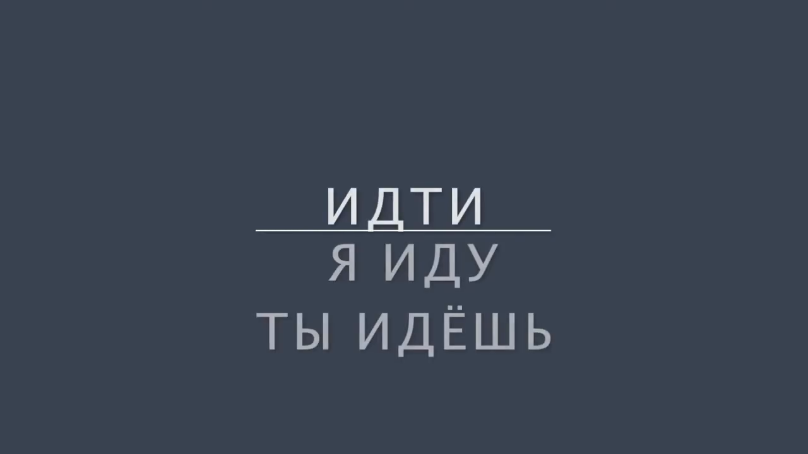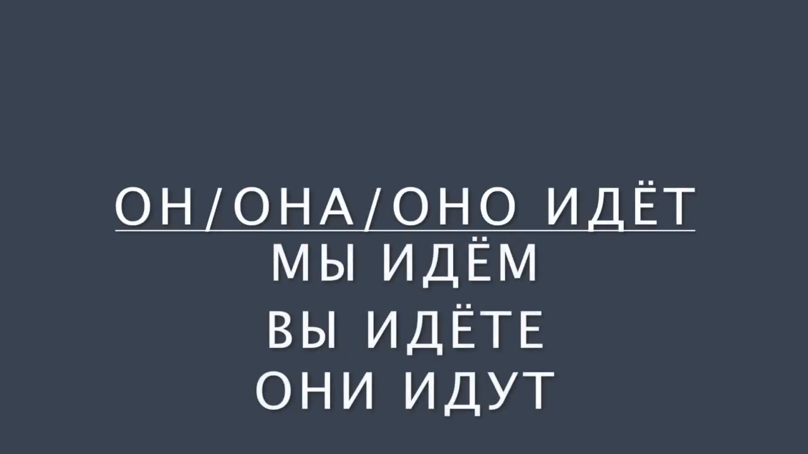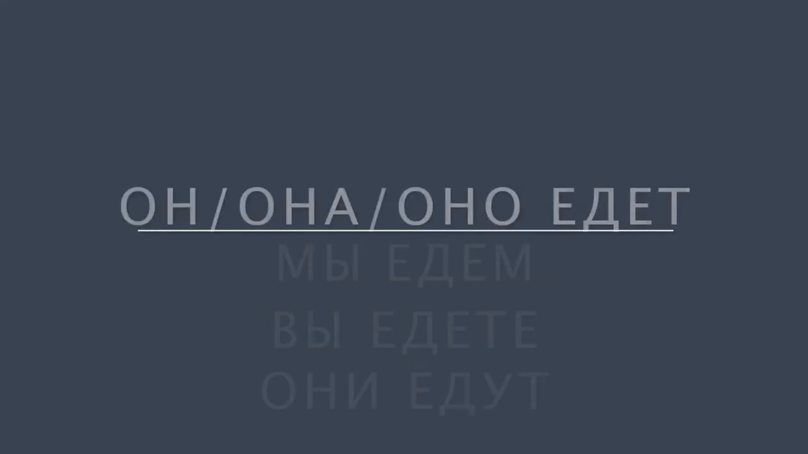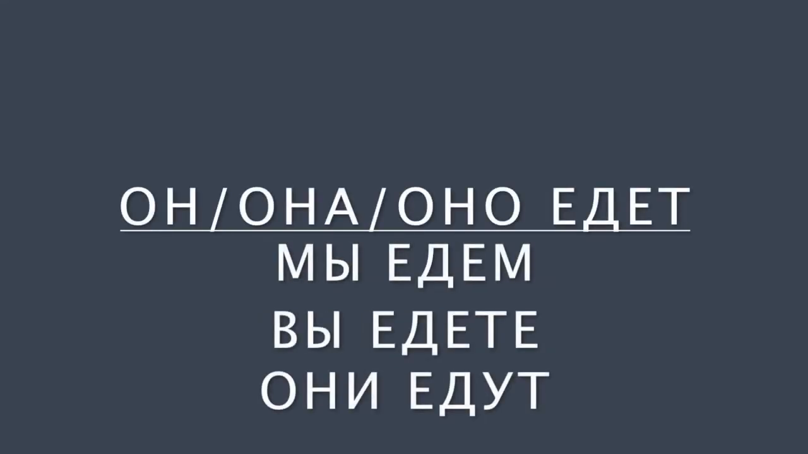Let's make sure that you know how to conjugate the verb to go. On the basic level, I will say that Russian has two words for to go on foot and to go by vehicle. To go on foot is идти. Я иду, ты идешь, он идет, мы идем, вы идете, они идут. The word for to go by vehicle is ехать. Я еду, ты едешь, он едет, мы едем, вы едете, они едут.